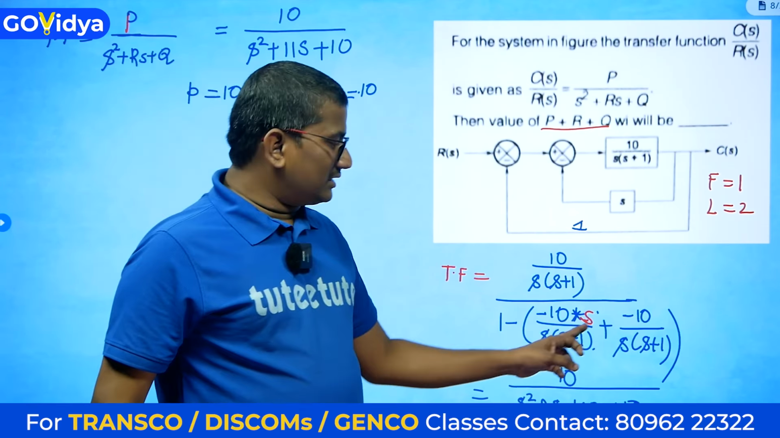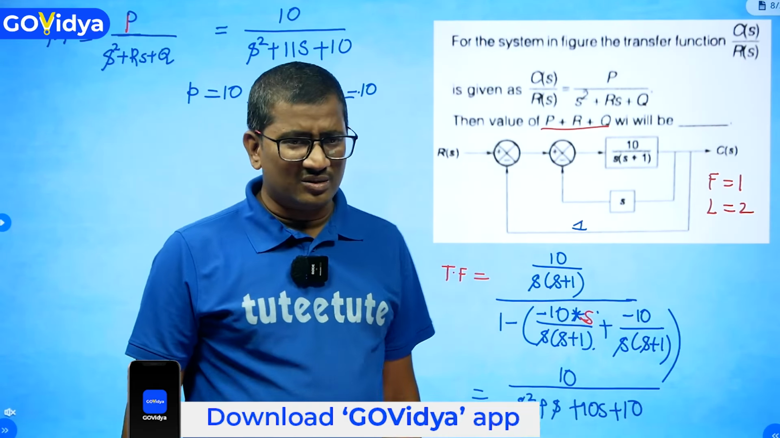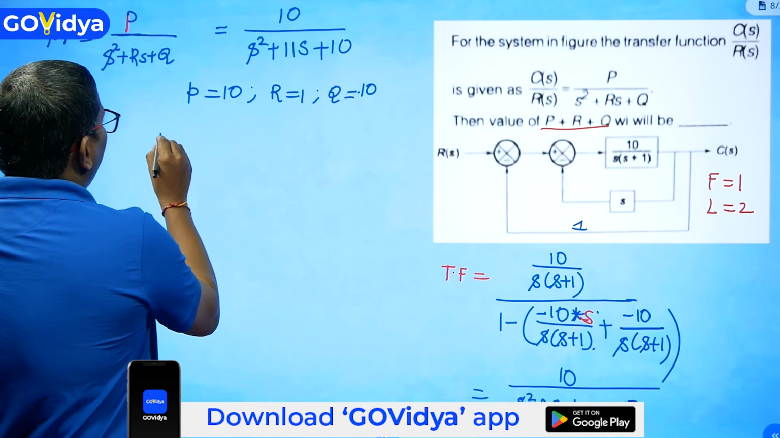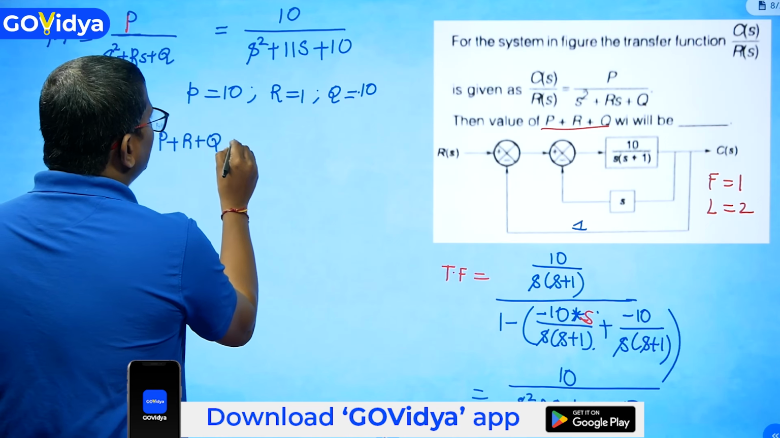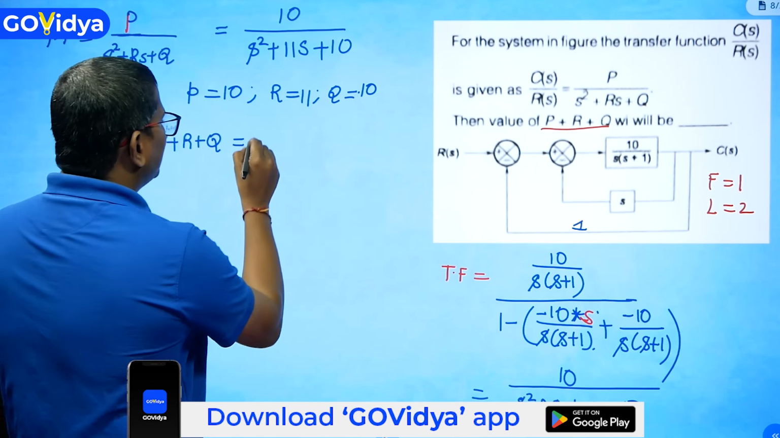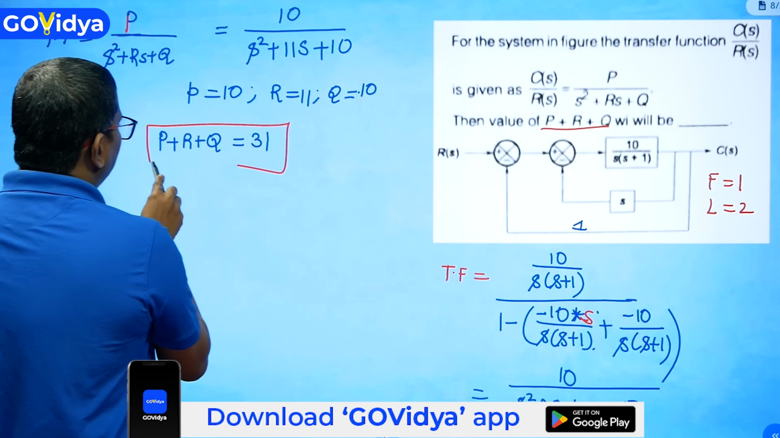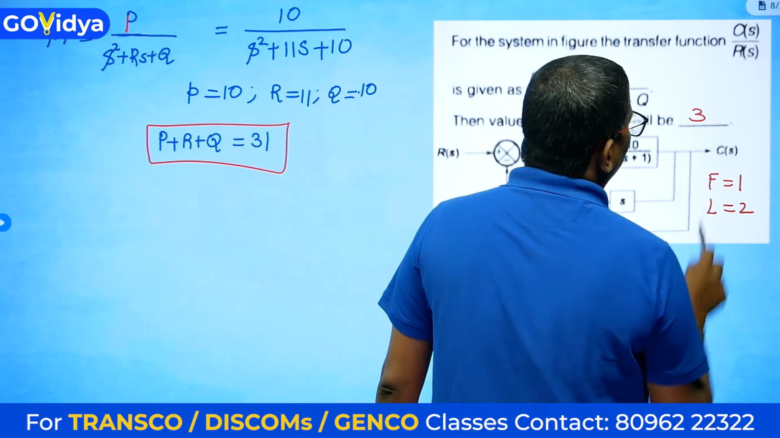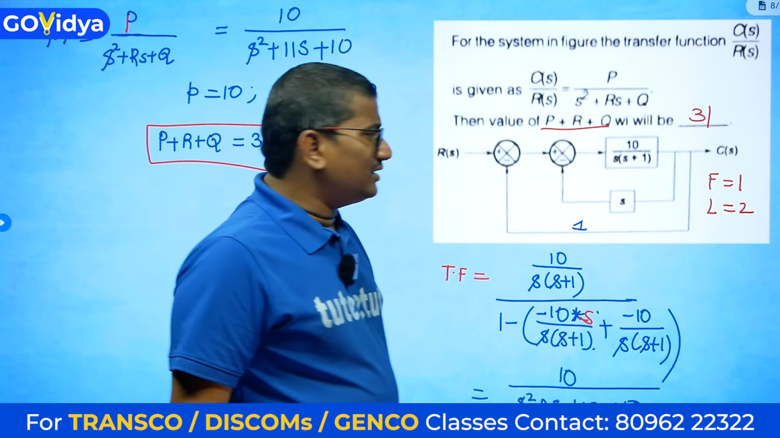Don't cancel this S and S immediately, because after that you will again feel some difficulty while doing the LCM and all. Keep it as it is. So P plus R plus Q equals 10 plus 11 plus 10, which is nothing but 31. So the answer is 31. Okay, very simple.